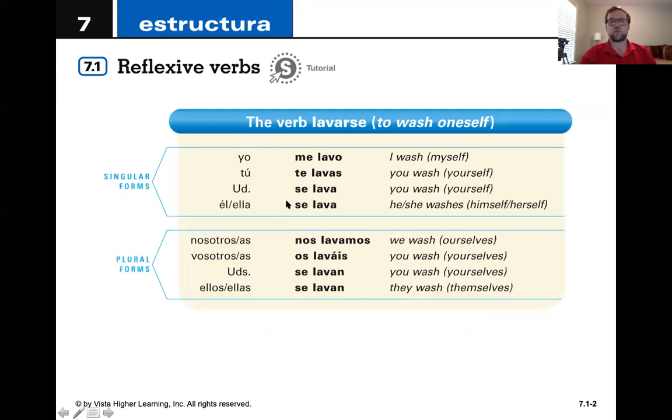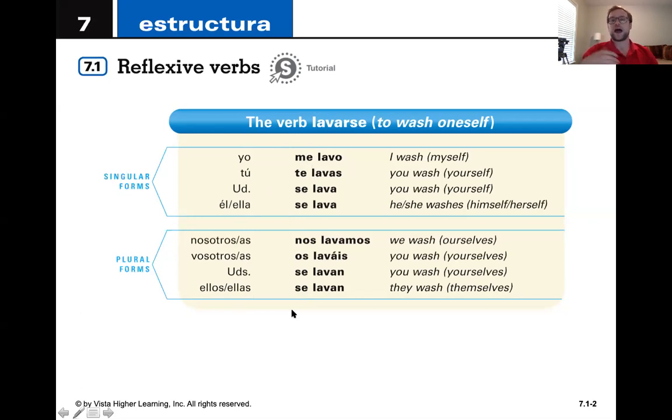Now, let's take a look at what is the main difference that you guys see. ¿Cuál es la diferencia principal entre los objetos indirectos y los pronombres reflexivos? What's the difference between our indirect object pronouns and our reflexive pronouns? Here are our pronouns here. So the main difference you can see is that the usted, él, ella form and the ustedes, ellos, ellas form is not le and les, but se for both of them.